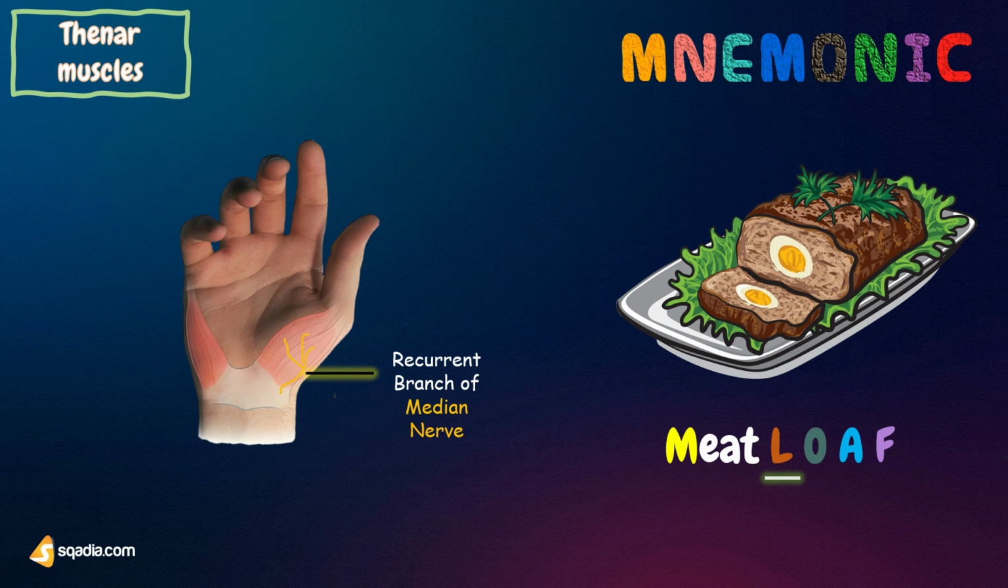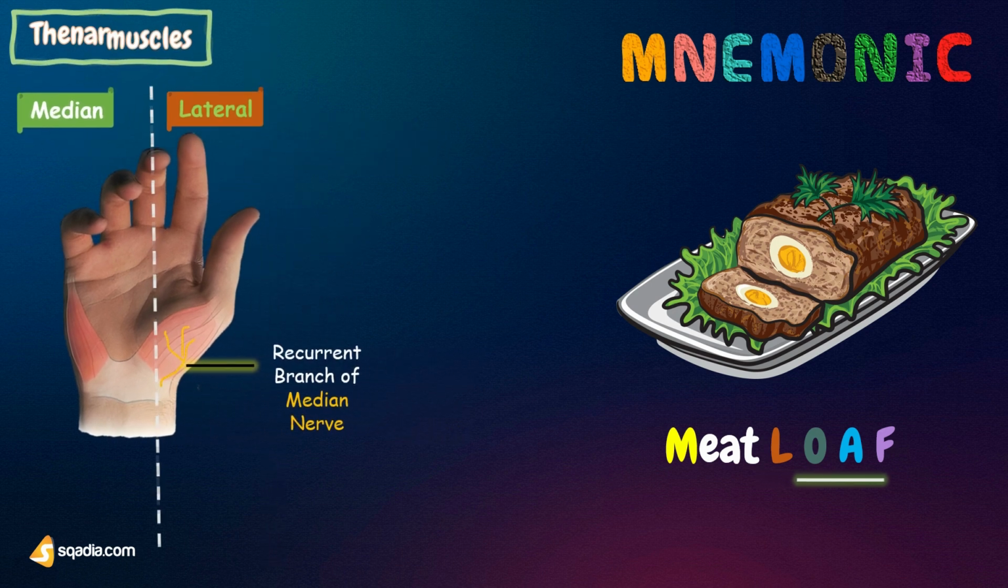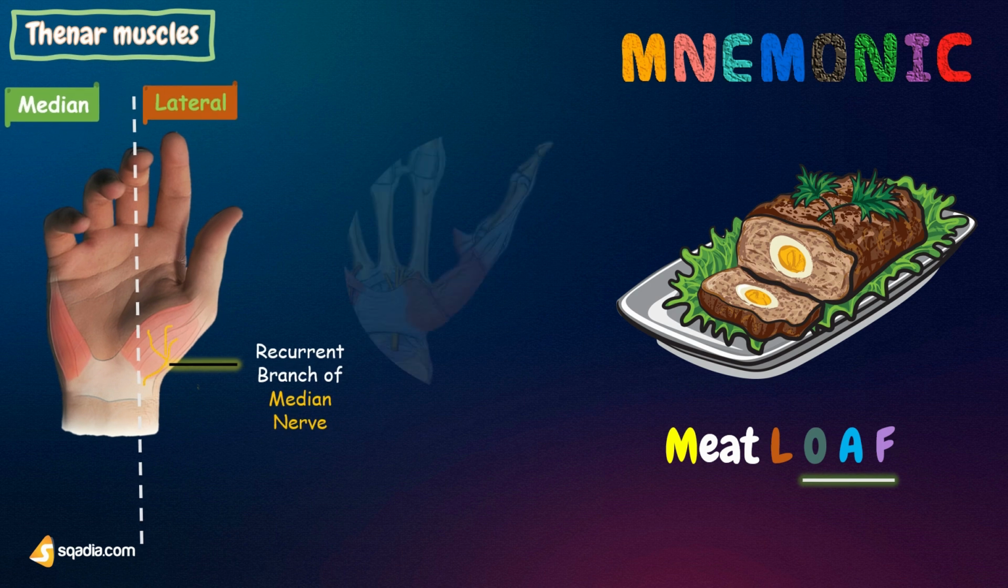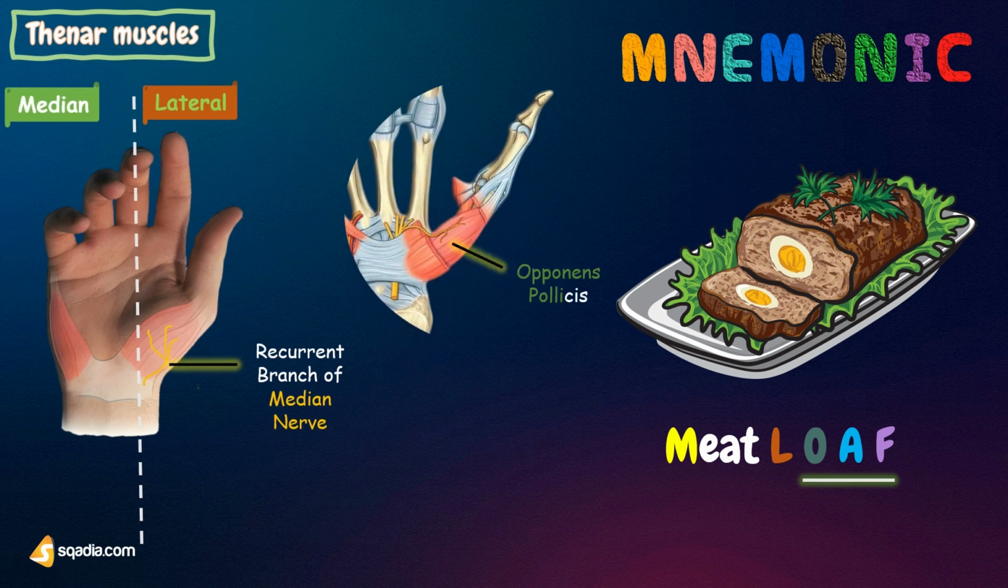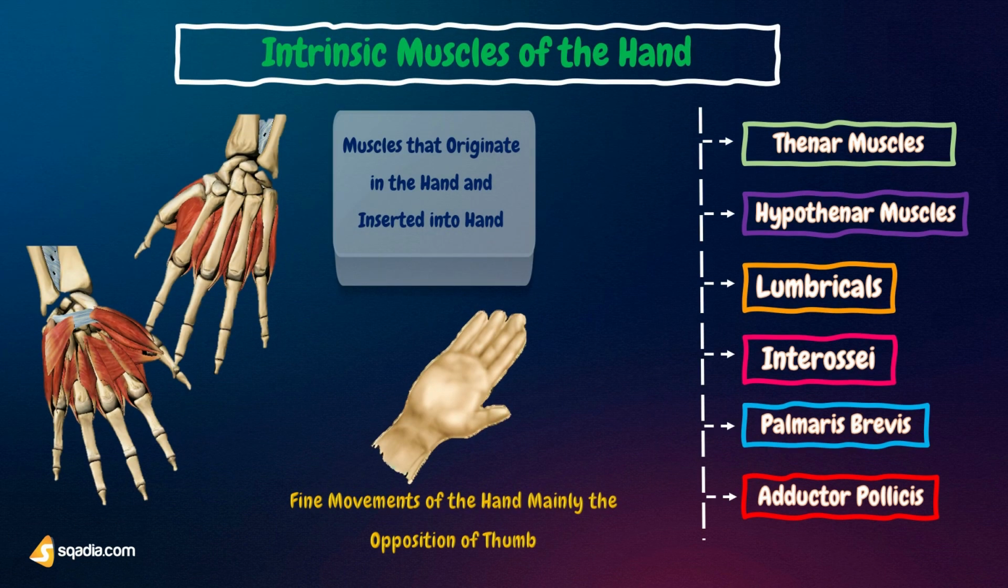So L is for the lateral aspect of the hand, so you don't confuse it with the hypothenar muscles that we will read about in a short while. As for the OAF, O is for opponens pollicis, A is for abductor pollicis brevis, and F is for flexor pollicis brevis. Moving on to the next group of intrinsic hand muscles, the hypothenar muscles.